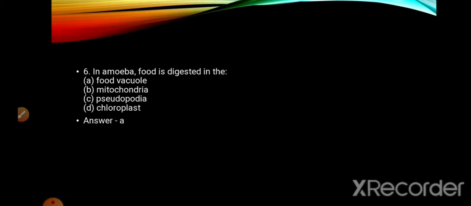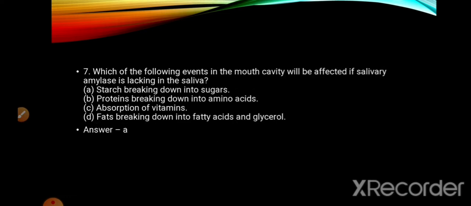So the answer is A, that is food vacuole. Next is, which of the following events in the mouth cavity will be affected if salivary amylase is lacking in the saliva? Suppose a patient has no salivary amylase in the mouth, and the salivary gland does not produce or secrete the amylase, so what happens?